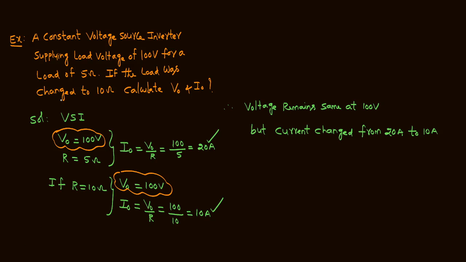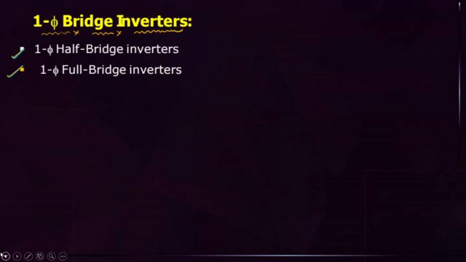A constant voltage source inverter supplies a load voltage of 100 volts for a load of 5 ohms. If the load was changed to 10 ohms, calculate V0 and I0. Given is a constant voltage source. In voltage source inverter, whatever the load you connect, voltage remains constant. Initially the current is 20 amperes, now the current is 10 amperes. That is, in voltage source inverter, based on the load, only current changes, but voltage remains the same. This is about the questions based on the differences between VSI and CSI.